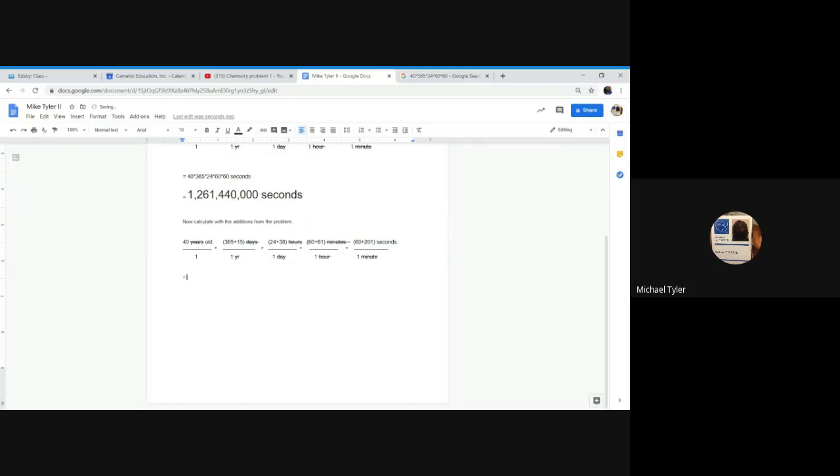So what is that going to look like? That's going to be equal to 40, multiplied by our grouping before, which was this here: 365 plus 10 and plus 15. And yours shouldn't say 40 again. It should say your age. Hold on. Multiplied by 24 plus 38. And then a few more categories, multiplied by this 60 plus 61.